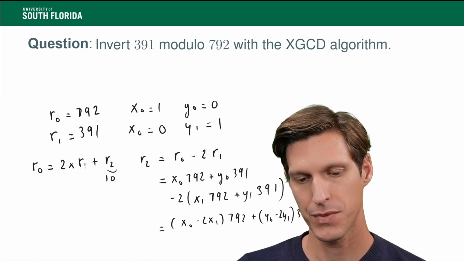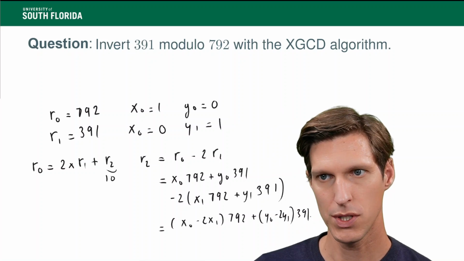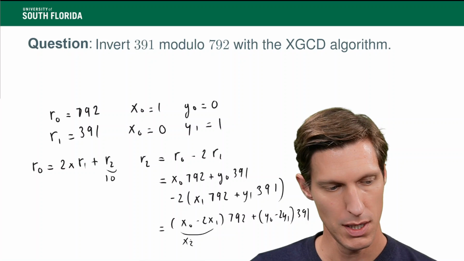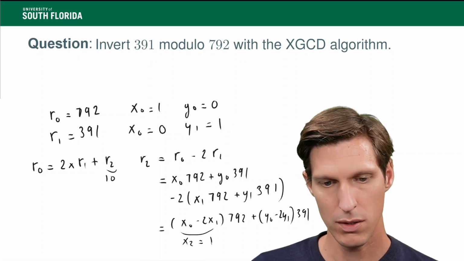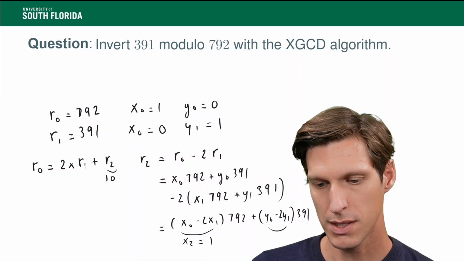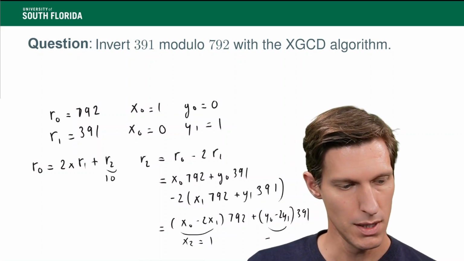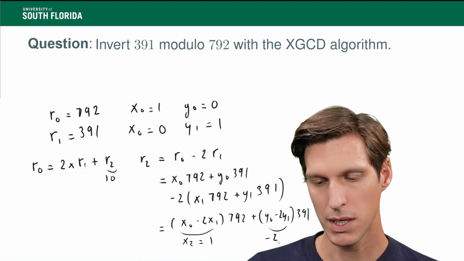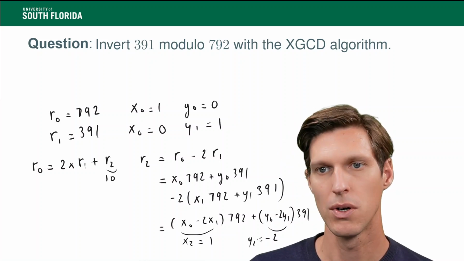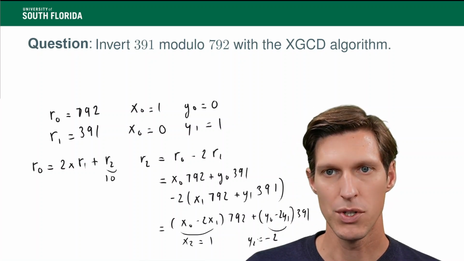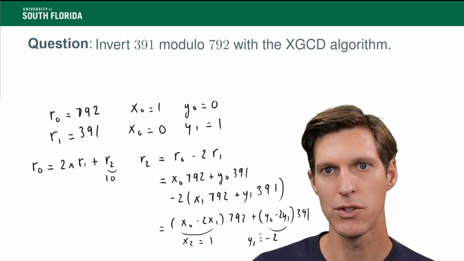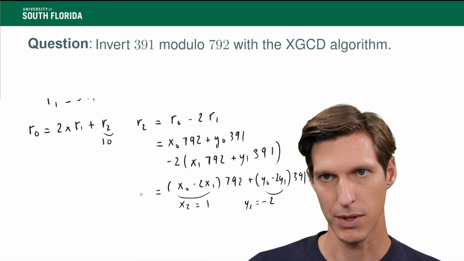All right. And so if I squeeze just a little bit, this is my x2, okay? And it turns out that it equals 1, because x0 is 1 and x1 is 0. And this is minus 2, because y0 is 0 and y1 is 1. So y2 equals minus 2. All right. So now I have my R2, which is 10, my x2, which is 1, and my y2, which is minus 2. And I'm ready to proceed on to the next step, okay?